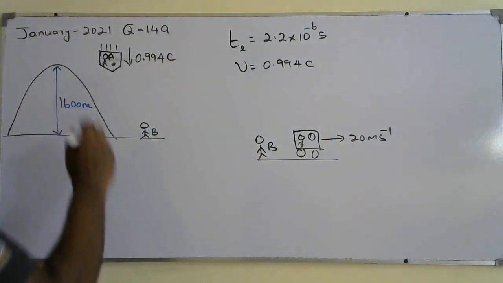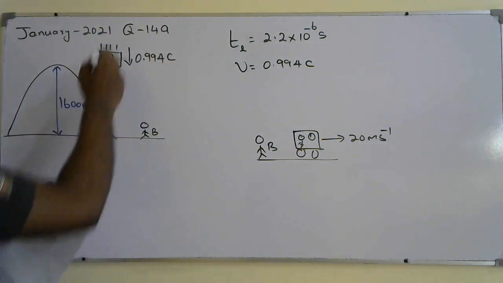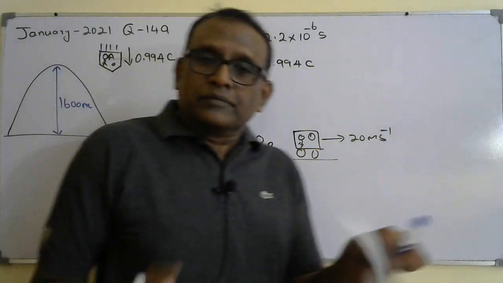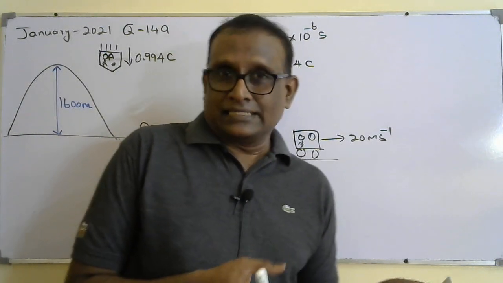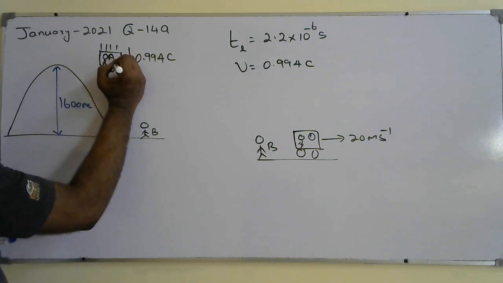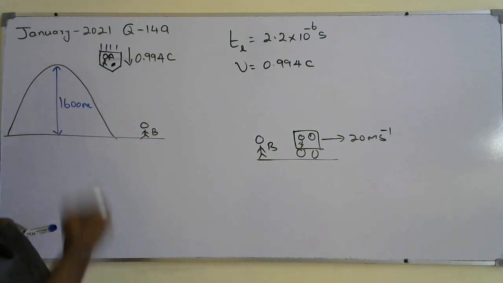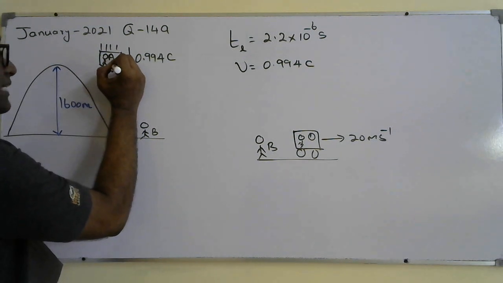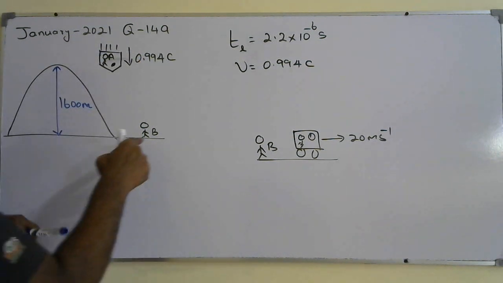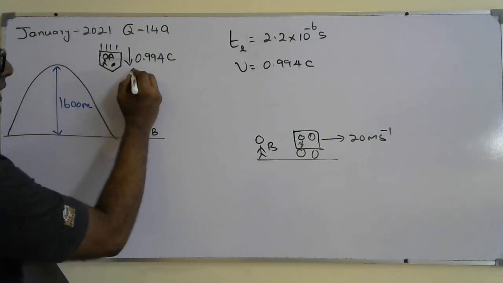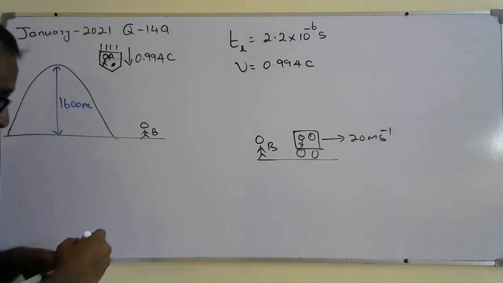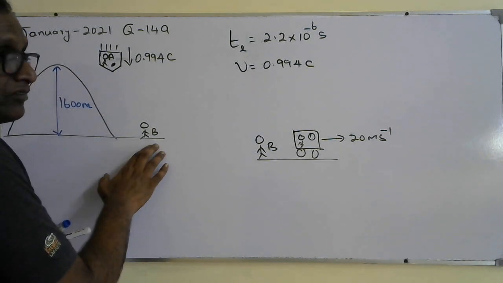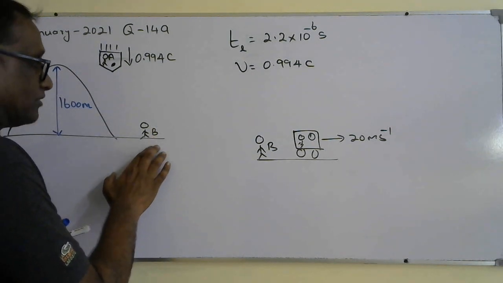So here the question says a muon is moving down at 0.994 C. To make it clearer, I am taking the muon to be inside a rocket. The rocket is moving down at 0.99 C, and the muon is at rest inside the rocket. So relative to B, the muon is moving at 0.99 C. So there is a relativistic effect relative to the frame of reference of B, or relative to observer B.